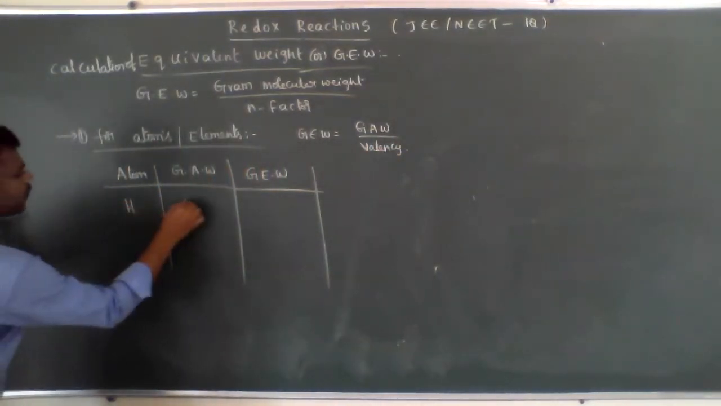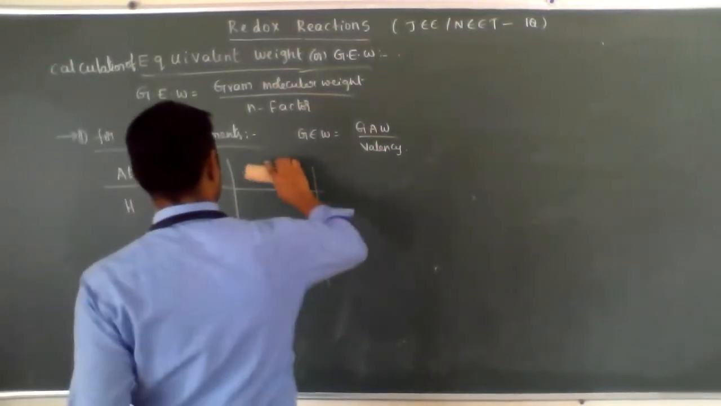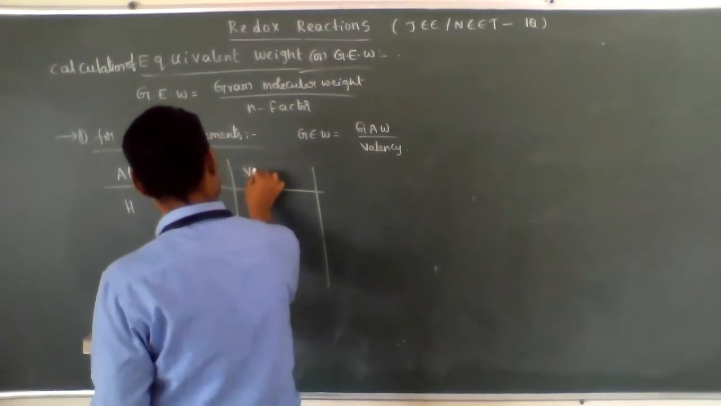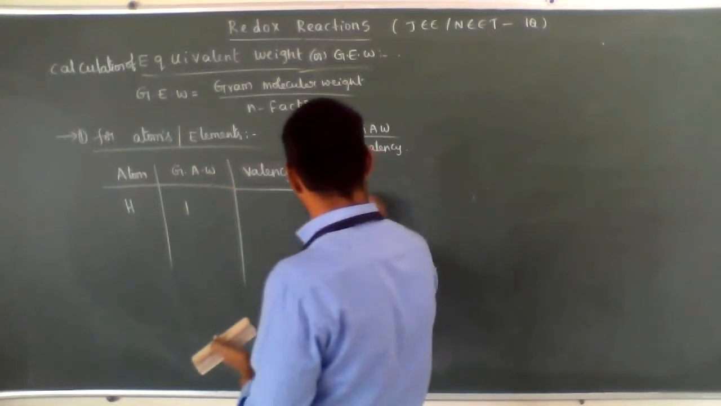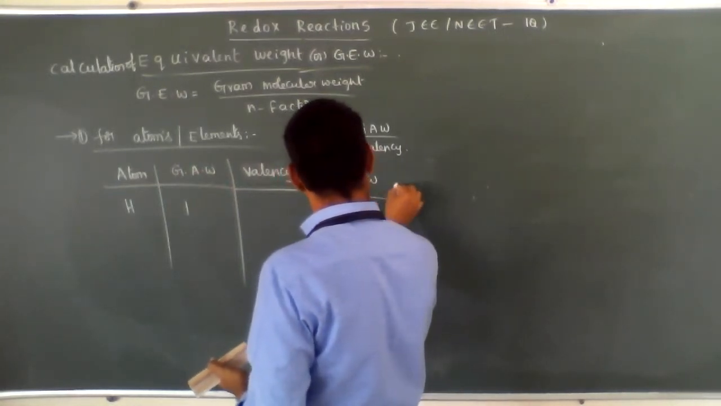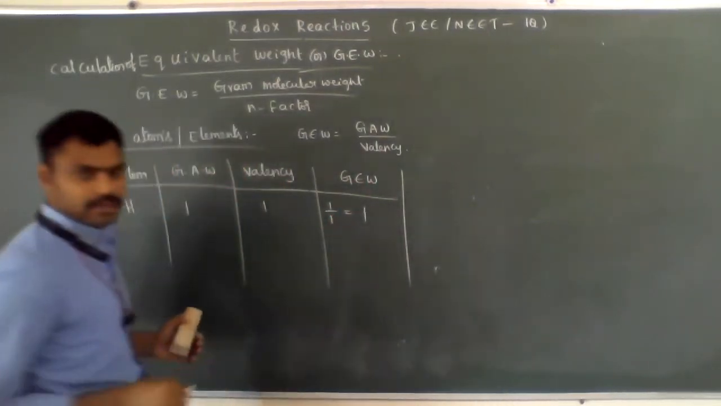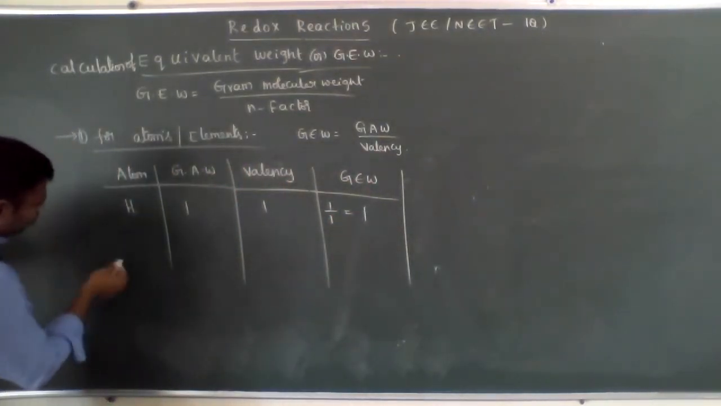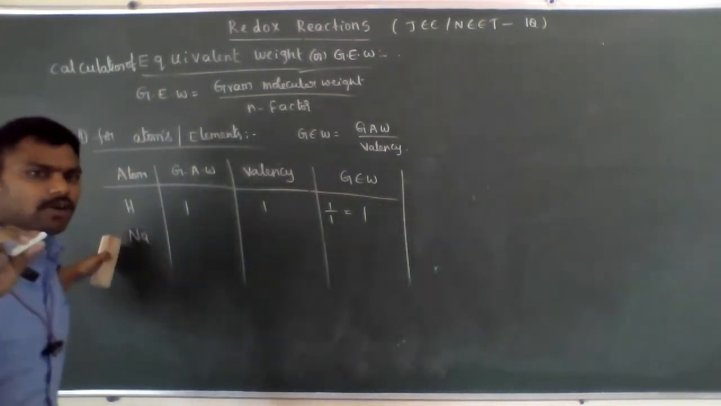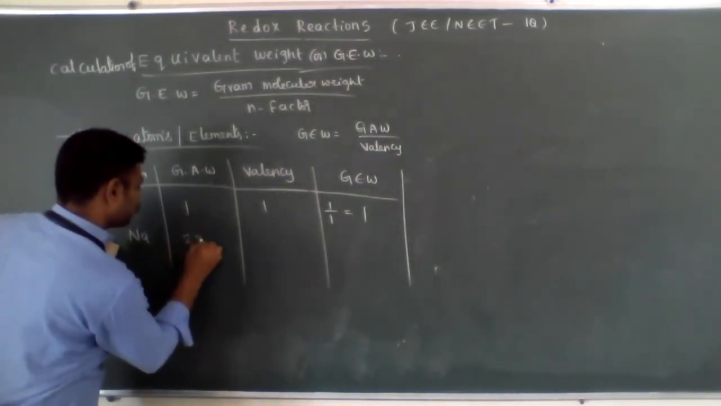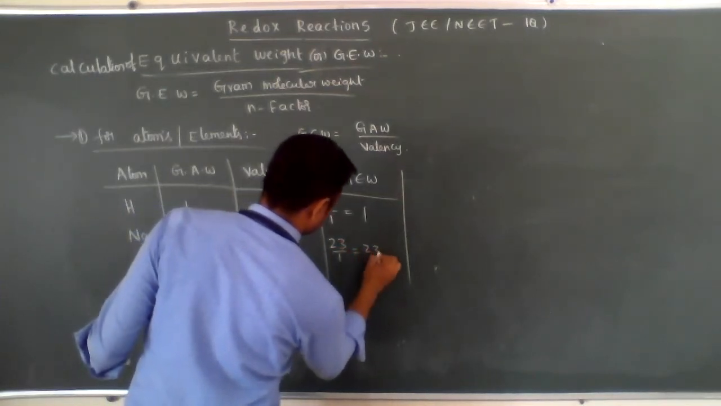For example, hydrogen atom atomic weight is 1 and valency. Valency is nothing but combining capacity. Valence of hydrogen atom is 1. That's why 1 by 1 is equal to 1. Next, any sodium atom you take. Sodium belongs to first A group element. First A group element's valence, how much? I said 1 only. Gram atomic weight is 23. Then valence is 1, 23 by 1 is equal to 23.